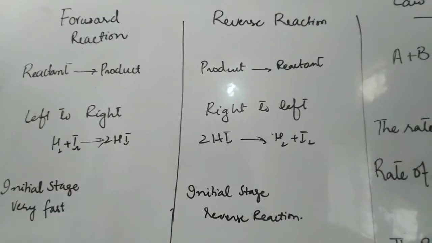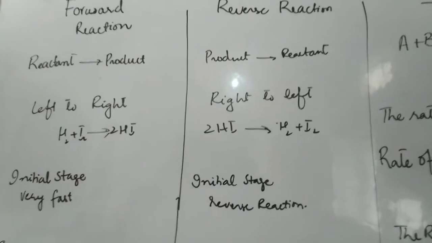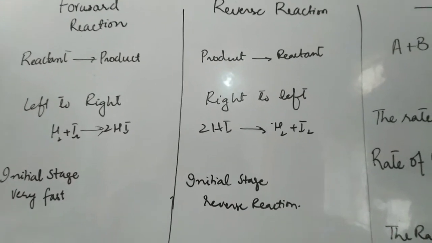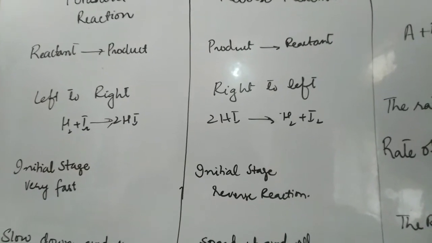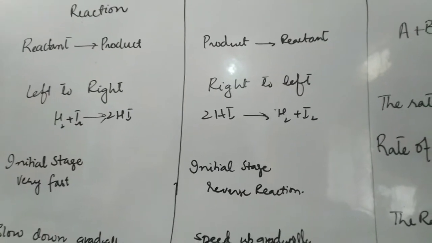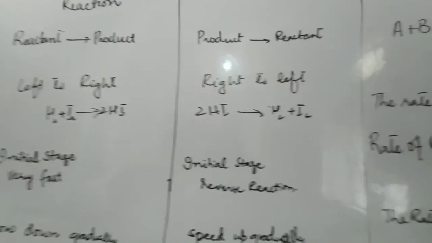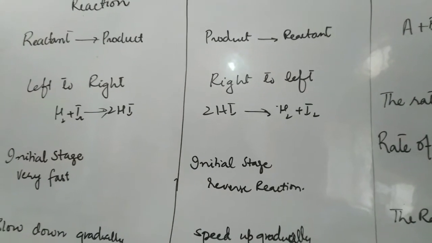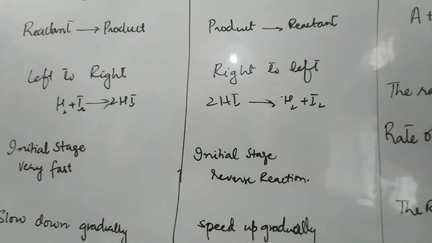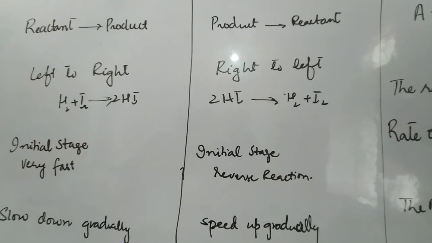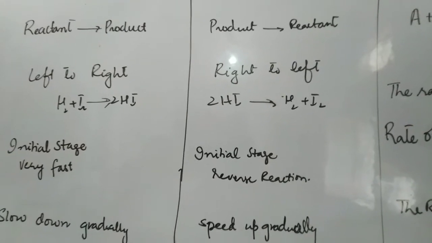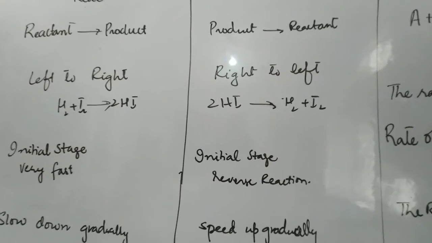Acha ji, the next one is the initial stage. At the initial stage, as we have explained in the graph, the forward reaction was very fast as the reactants are converting into the product, and the reverse reaction was very slow because there is no product which can be converted into the reactant. So at the initial stage the forward reaction will be very fast and the reverse reaction will be very slow.